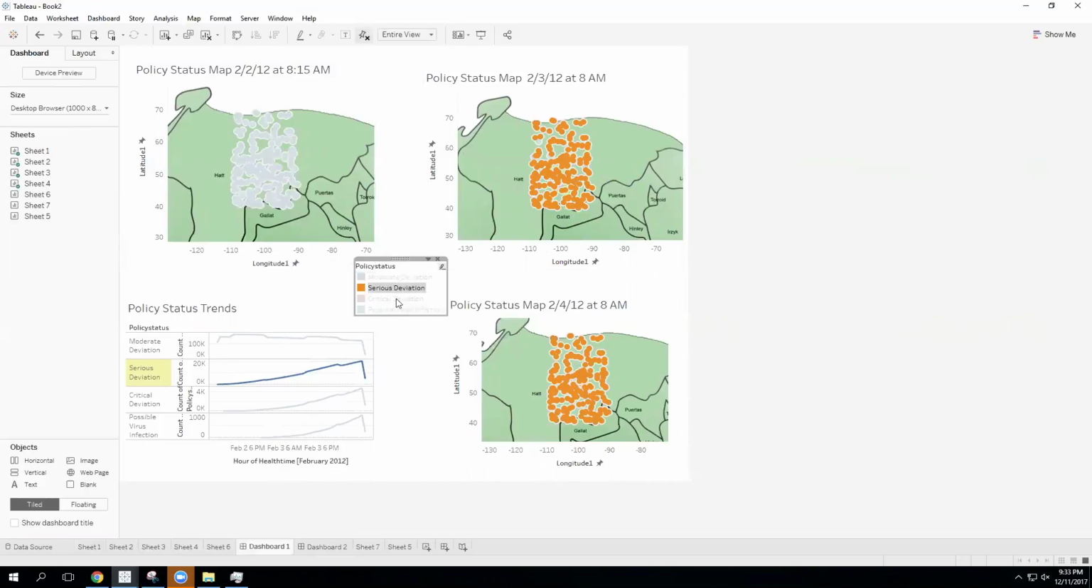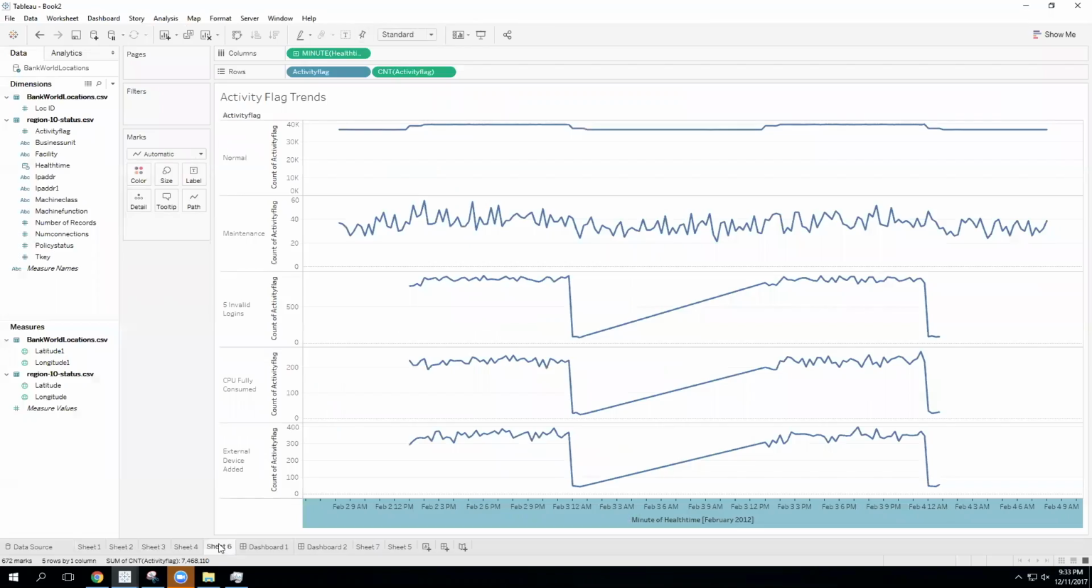Here is one where you see there's serious deviation, not at the beginning, but toward later periods. The critical deviation is the same trend, as well as possible virus infection. Throughout the time, not a single machine was recorded as being healthy in Region 10, which was the area that we did this study.